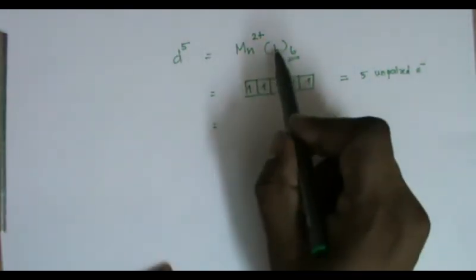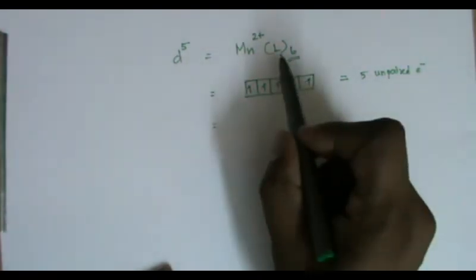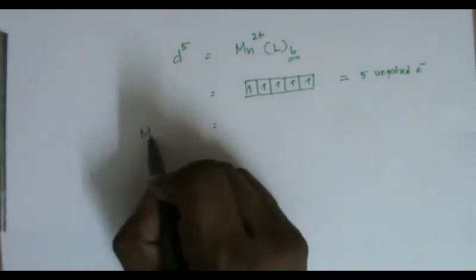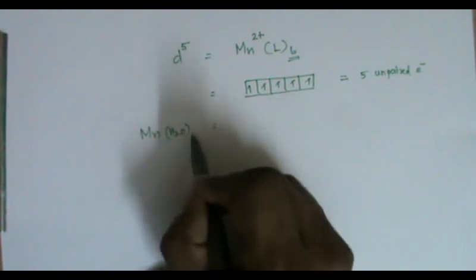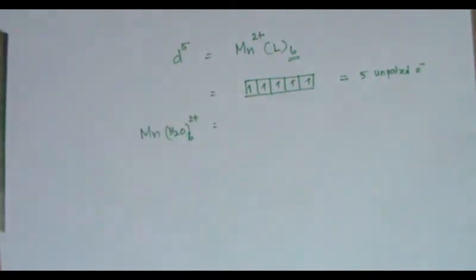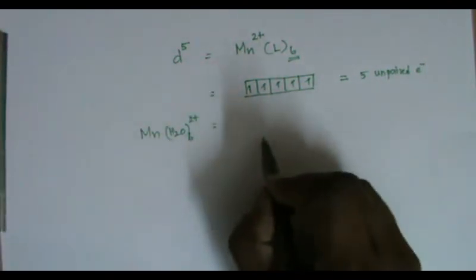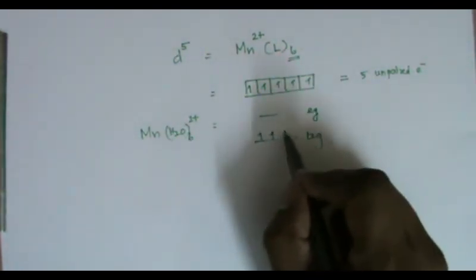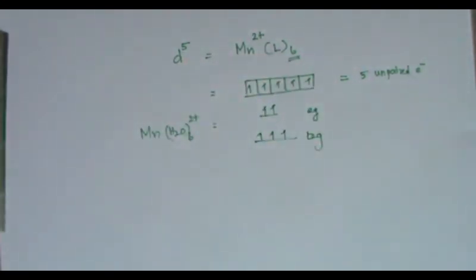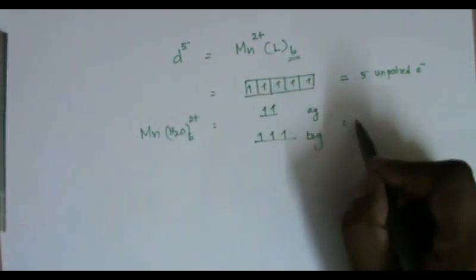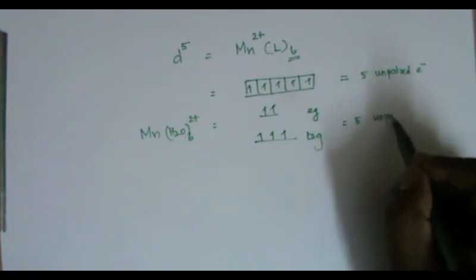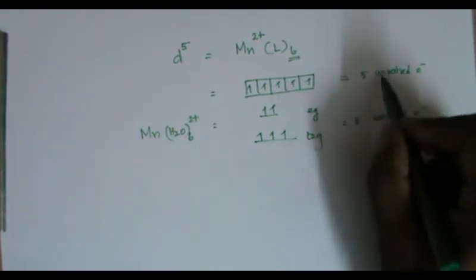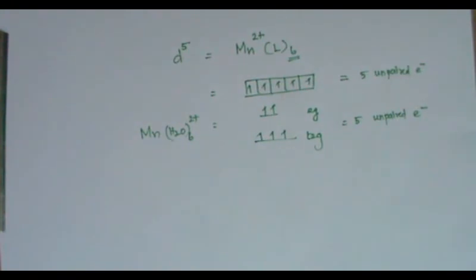Now, if it is weak field, the ligand, whatever I have attached, it is Mn(H2O)6 2+. It is only water. It is a weak ligand. So what we get is, say this is T2g and this is Eg orbital. The electrons will be filled like this. So the number of unpaired electrons is 5. So whatever you have got here and here, it is the same.